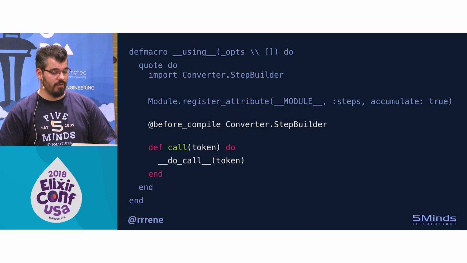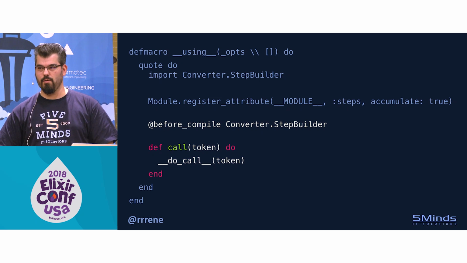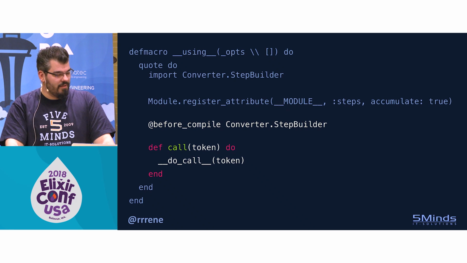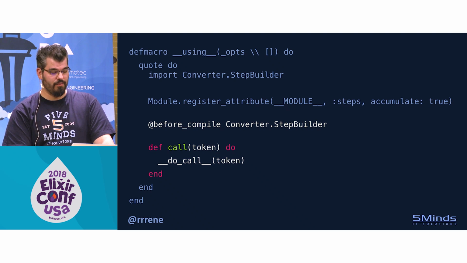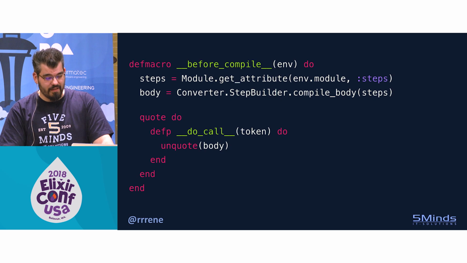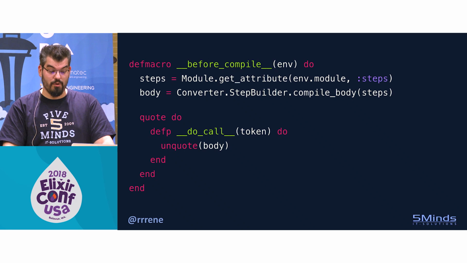All we have to do now is generate the call function. And as you can see here, our call function calls another function called doCall. And that function does not exist yet. We will generate it using the callback we register with the before compile module attribute. The before compile callback is called, you probably guessed it, before Elixir compiles the module.